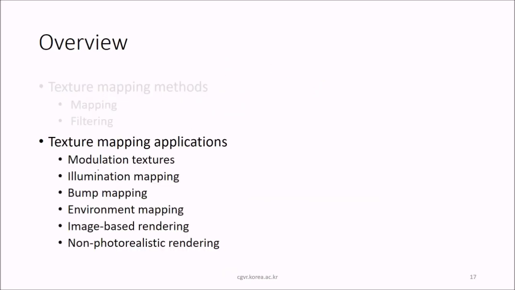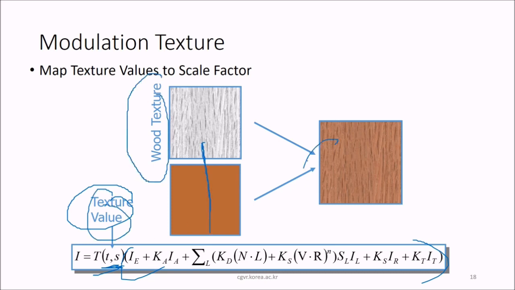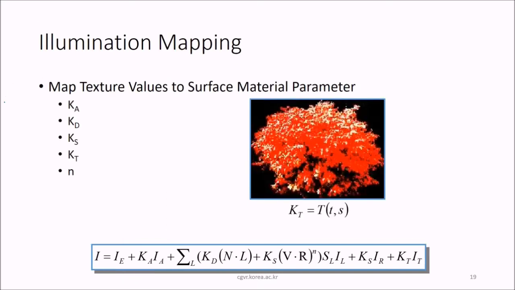Then we come to the texture mapping applications. So first is modulation texture. We map texture values to a scale factor. This is the texture value. So this is, say, we have a wood texture. So we apply these two, and the combination is like this. Illumination mapping: we map texture values to the surface material parameters. So here we have various parameters, that is K, Ka, Kd, Ks. We take all these into account. So Kt will be nothing but the texture function.